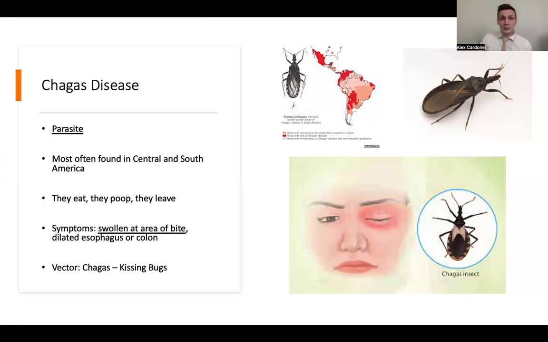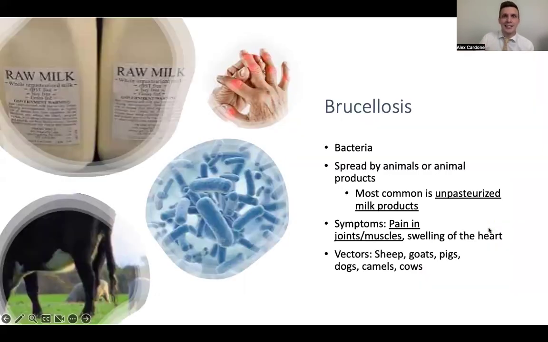But again, the unique attribute with this is that it's a parasite in comparison to the other 6, or other 5, I guess. Next, brucellosis. Brucellosis is a bacterial infection that occurs mostly from animals or animal products, most commonly unpasteurized milk products. The milk that you get in the store has been through the pasteurization process. It is a superheating process by which they purify or get rid of a majority of the bacteria that's naturally present in raw milk.